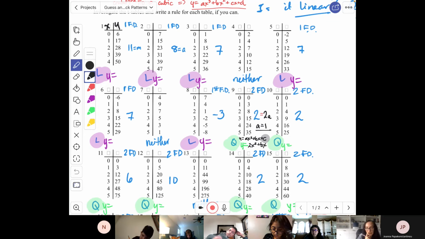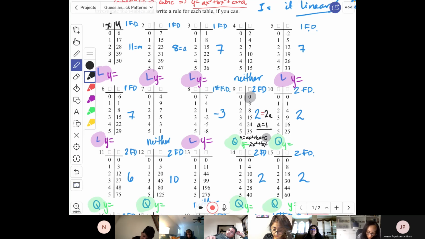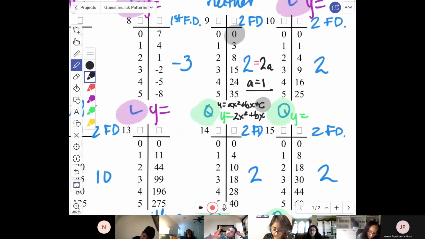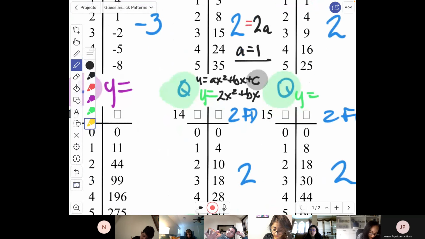What does c represent? It represents the output for when the input is 0. So in this case, c is 0. So all I have left to do to finish writing the equation is figure out what b is. So how am I going to figure out what b is?